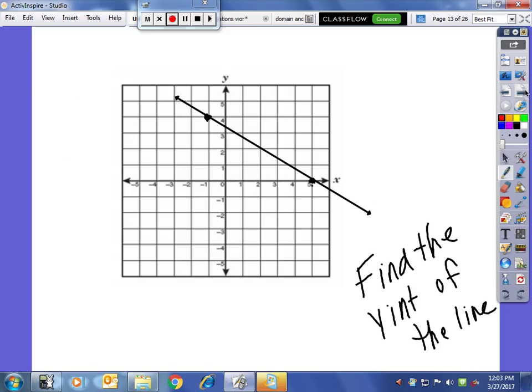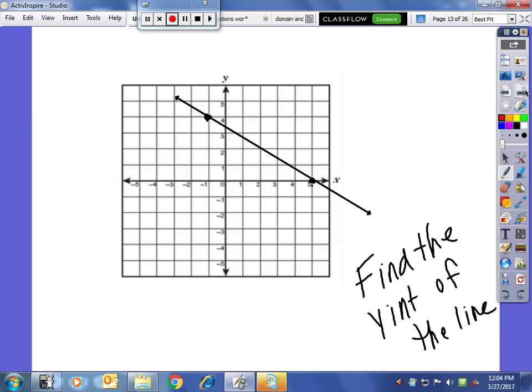Find the y-intercept of this line. And you cannot tell me, oh, it looks like it's about 3.5. That's not good enough. Where in the world would we go to find the answer to this question? Stat, exactly. Stat, edit, stat, calculate.